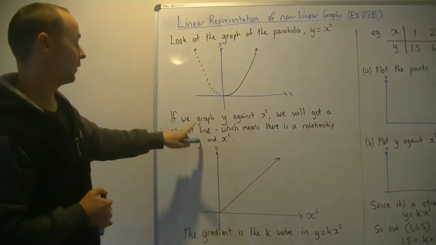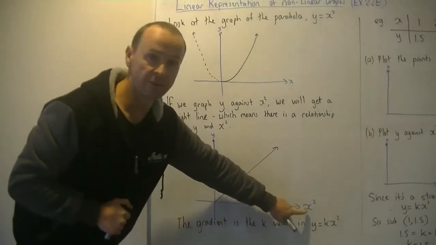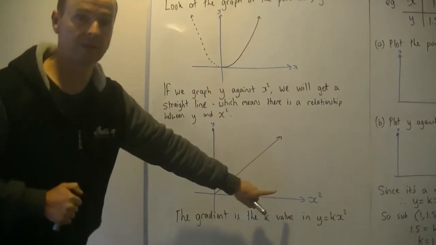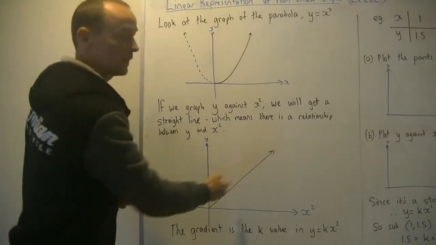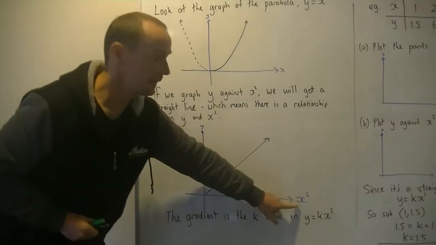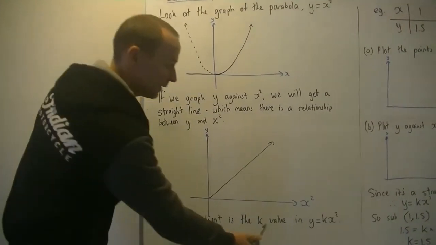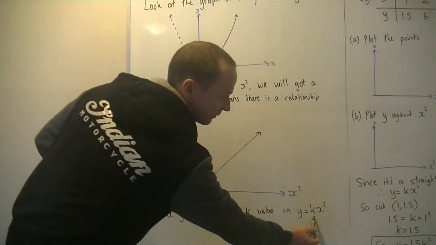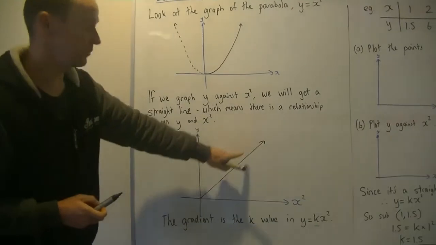So, if we plot y, the same values, y against x squared, so this value here is x squared instead of x, then if we plot those same values, we'll get a straight line. And what that means is that there's a relationship between y and x squared. And the key to this is that, remember from last lesson, y equals kx squared, where k is a constant. K is the gradient of this straight line.